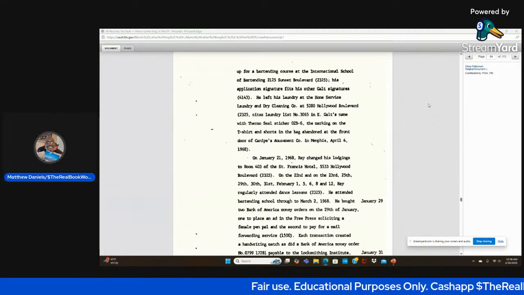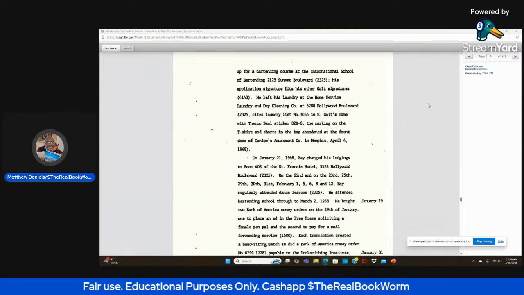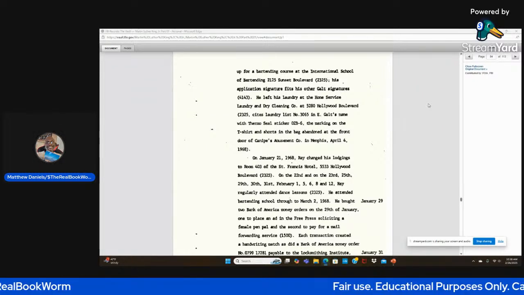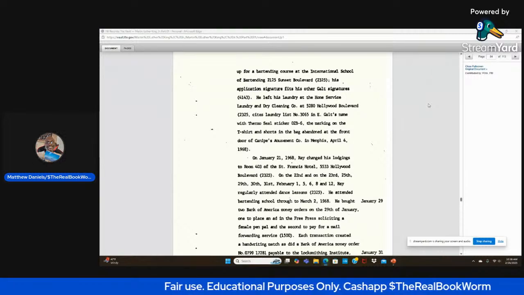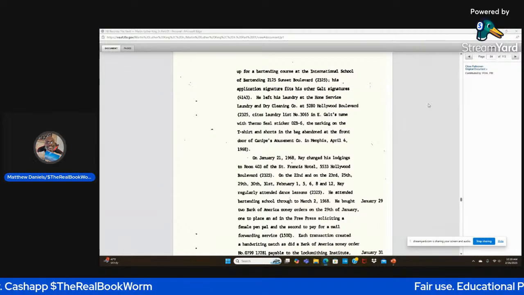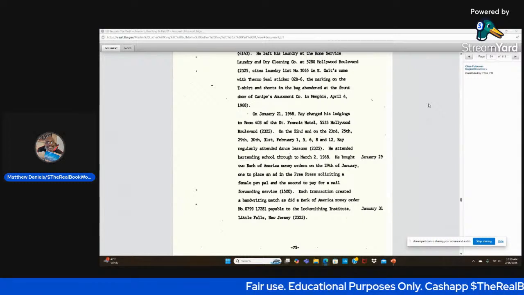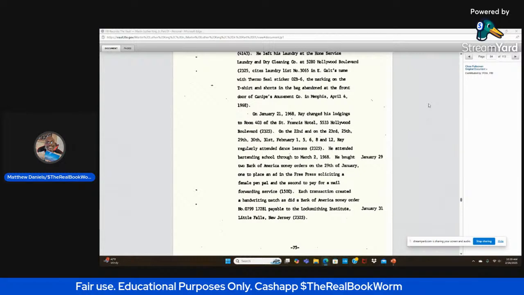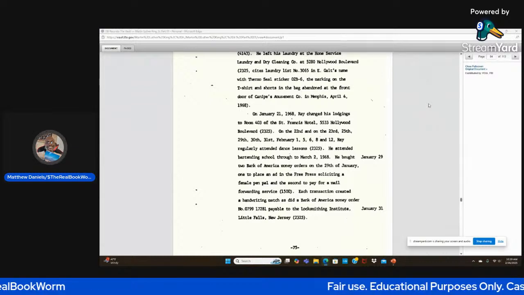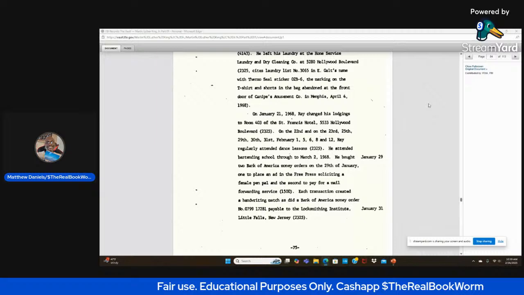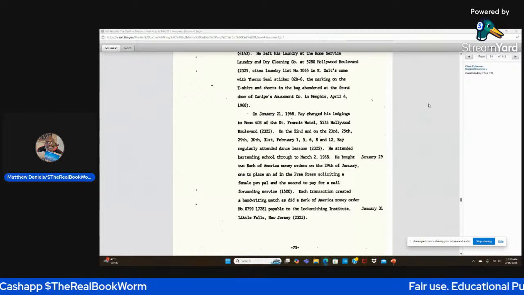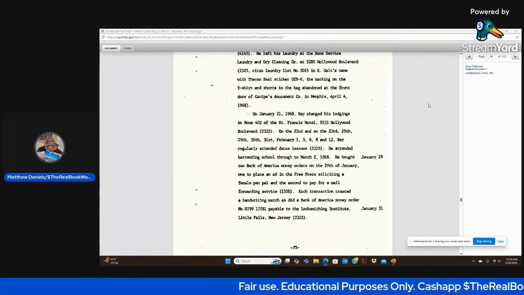He left his laundry at the Home Service Laundry and Dry Cleaning Company at 5280 Hollywood Boulevard, laundry list number 3065, in E. Galt's name with thermoseal sticker 02B-6. The marking on the t-shirt and shorts in the bag abandoned at the front door of Knipp's Amusement Company in Memphis. On January 21st, 1968, Ray changed his lodgings to room 403 of the St. Francis Hotel, 5533 Hollywood Boulevard. On the 22nd and on the 23rd, 25th, 29th, 30th, 31st, February 1st, 5th, 6th, 8th, and 12th, Ray regularly attended dance lessons. He attended bartending school through March 2nd, 1968.